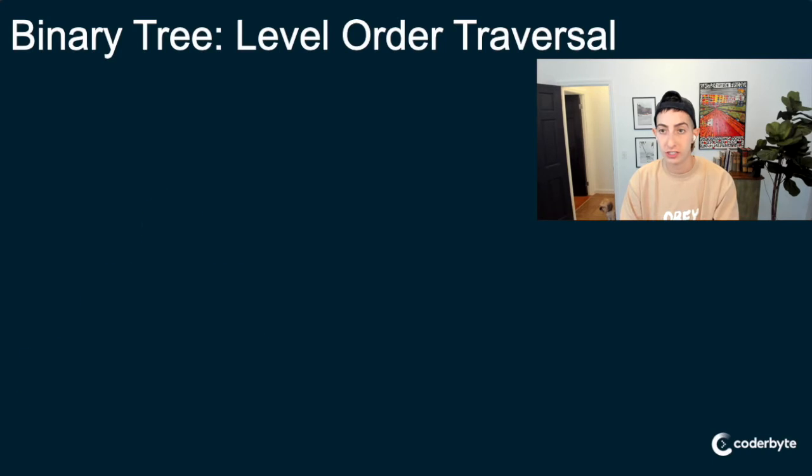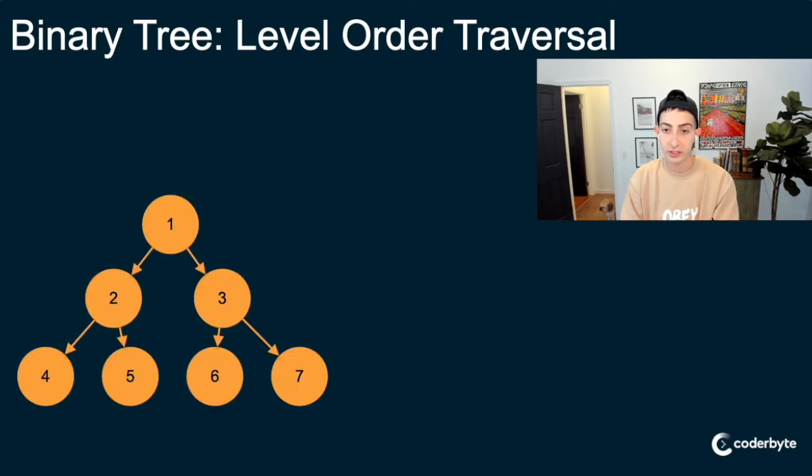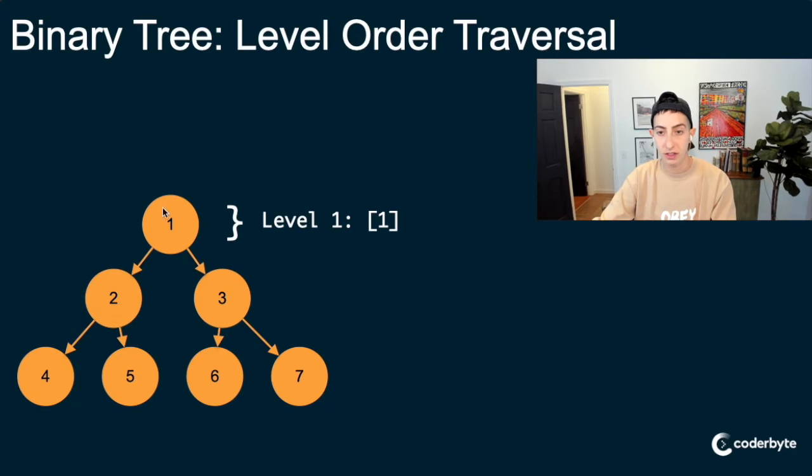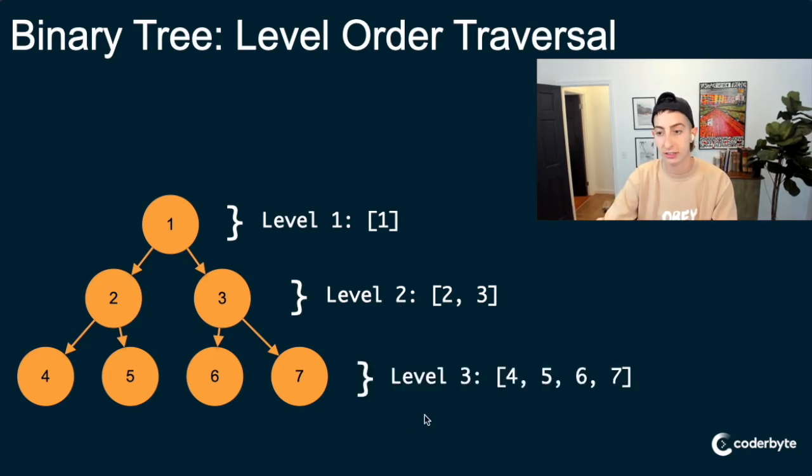So this is just going to be a picture of what a binary tree might look like. You can see we have our root node, which is 1. It has 2 children, 2 and 3, and then 2 has 2 children, 4 and 5. 3 has 2 children, 6 and 7. The root node is the first level. Its children are the second level, so that's 2 and 3. And then finally, our third level, which is 2 and 3's children, 4, 5, 6, and 7.